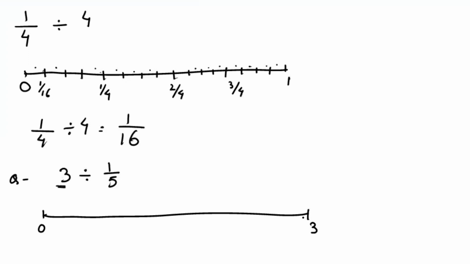Here it was 0 to 1, because the fraction was divided by a whole number. Here the whole number is divided by a fraction. It means we have to divide 3 into parts of 1/5. So we'll take 0, 1, 2, 3. We want to divide this amount into parts of 1/5. Here is 1 divided into 1/5.